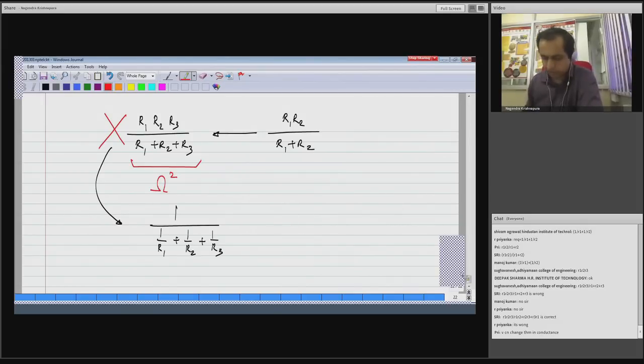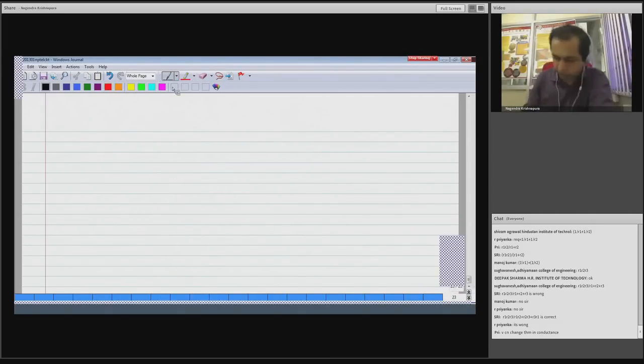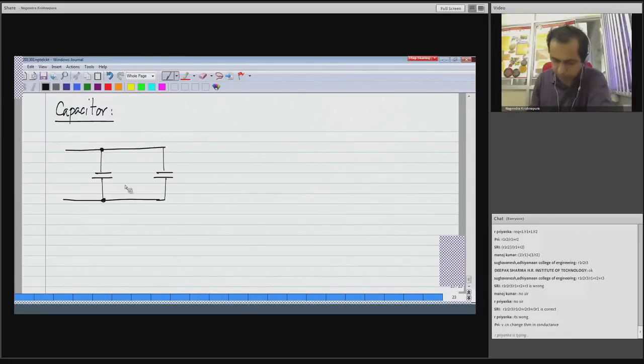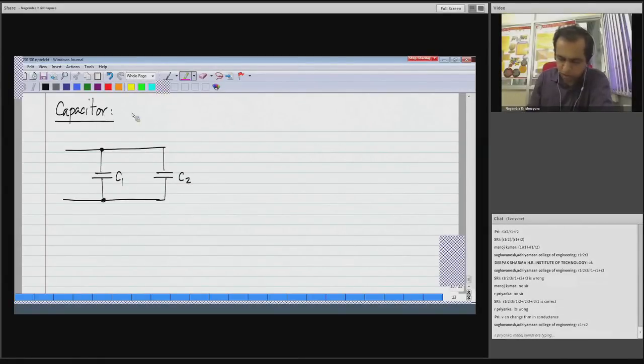So these are the elements we have configured so far. Now next, let's say we take a capacitor and we can connect them in series and parallel. Let me first consider the parallel connection of capacitors C1 and C2. So what will be the equivalent of this looking from these two terminals?